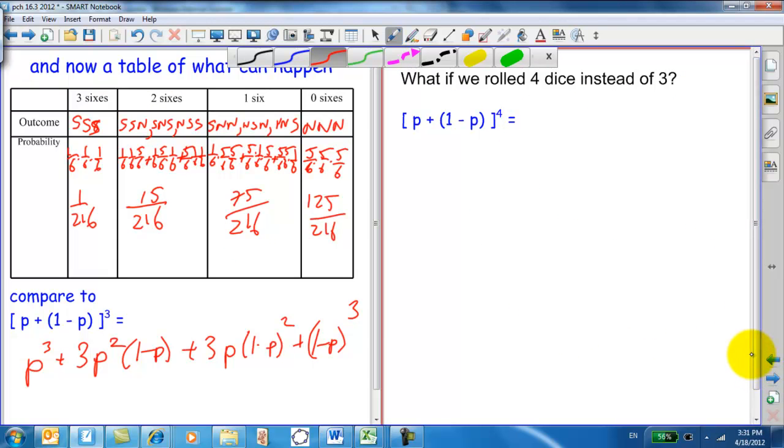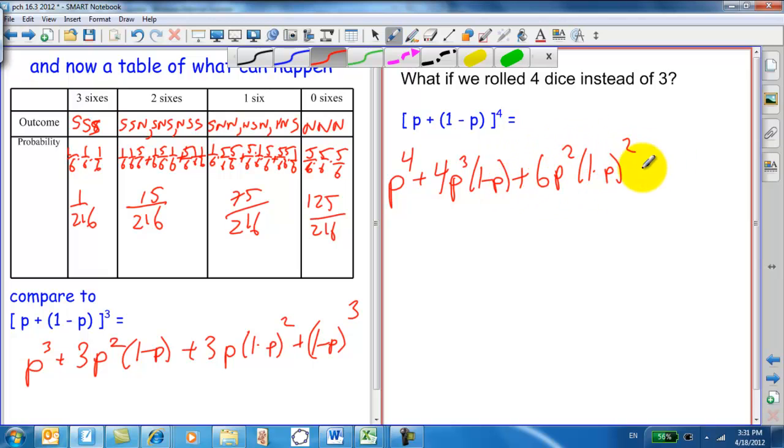So if we rolled 4 dice instead of 3, now we'd have to use the 4th row of Pascal's triangle. P to the 4th plus 4p cubed times 1 minus p plus 6p squared times 1 minus p squared plus 4p times 1 minus p cubed plus 1 minus p to the 4th. And those would all add up to 1 as well.